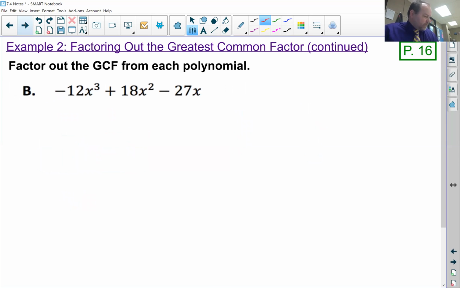So take a look at this one. Factor out the greatest common factor. And I will tell you, for me, if my lead term is negative, I'm going to factor out the negative. So that's going to be part of my common factor. And then I'll just factor the numbers without the sign. 12 we've done a few times.